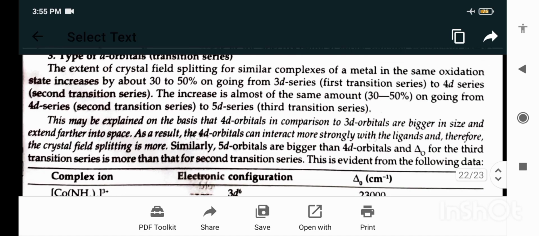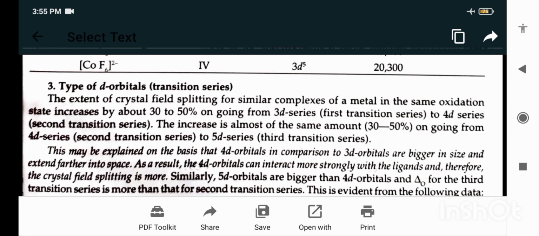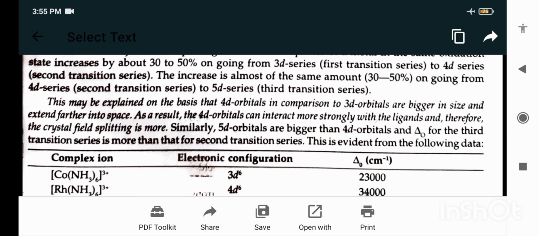Type of the d orbitals. The extent of crystal field splitting for similar complexes of a metal in the same oxidation state increases by about 30 to 50% on going from the 3d series to the 4d series. The increase is almost of the same amount on going from the 4d series to the 5d series. This may be explained on the basis that the 4d orbitals, in comparison to 3d orbitals, are bigger in size and extend further into space.